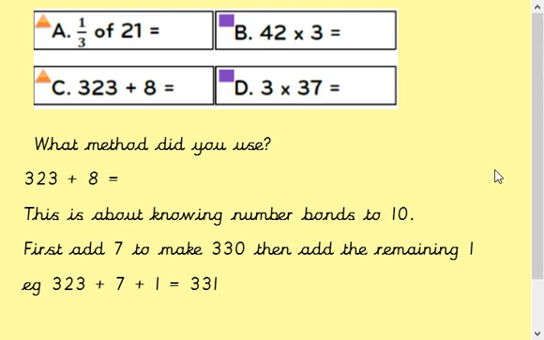Okay, first question this morning, 323 plus 8. Again, about knowing number bonds to 10. First, I would be adding 7 to take it up to the next 10, or 330. And then I would add the remaining 1. So for the answer then, 323 plus 7 would make 330, plus the extra 1 would make 331.